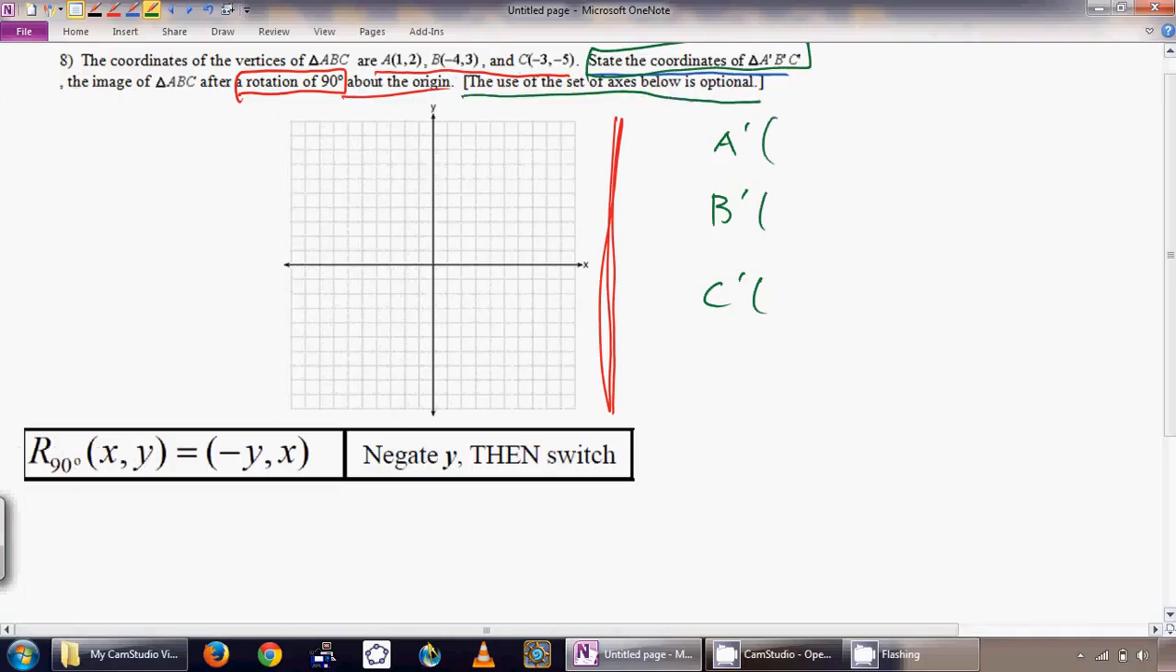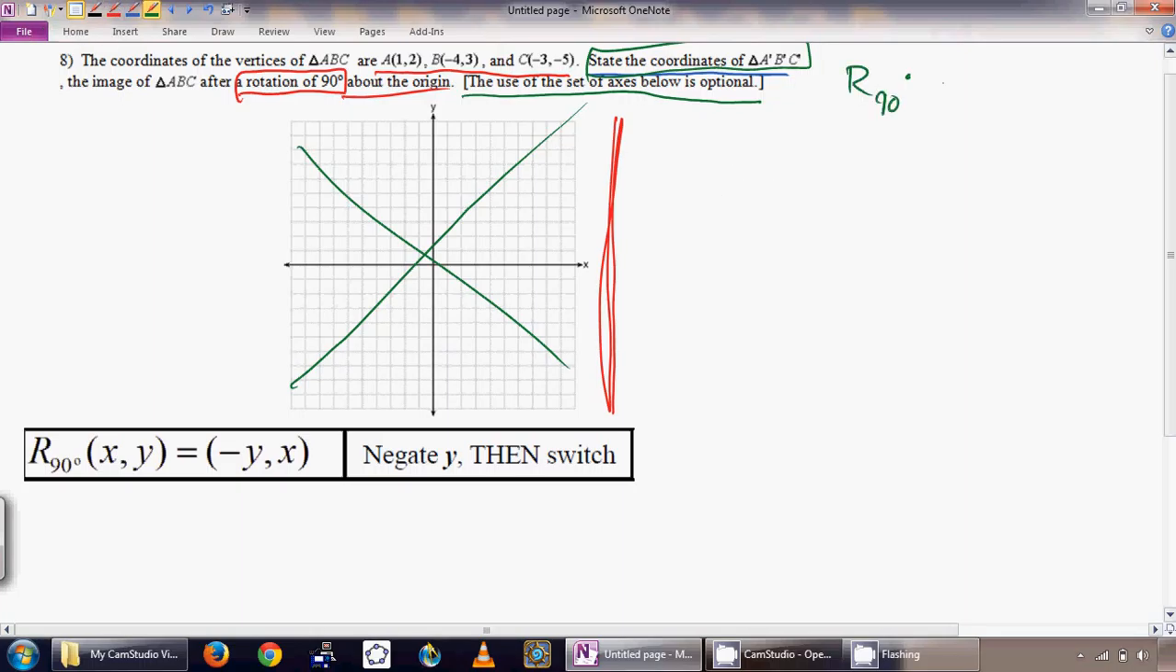They tell you this here. The set of axes below is optional, so I don't care about it. I'm going to get rid of it because I'm going rule-based, all right? Rule-based, and my rotation is 90 degrees, and I know the rule for rotation of 90 degrees is negate the y and then switch, right? That negative y comes first, and then the x goes to the end.